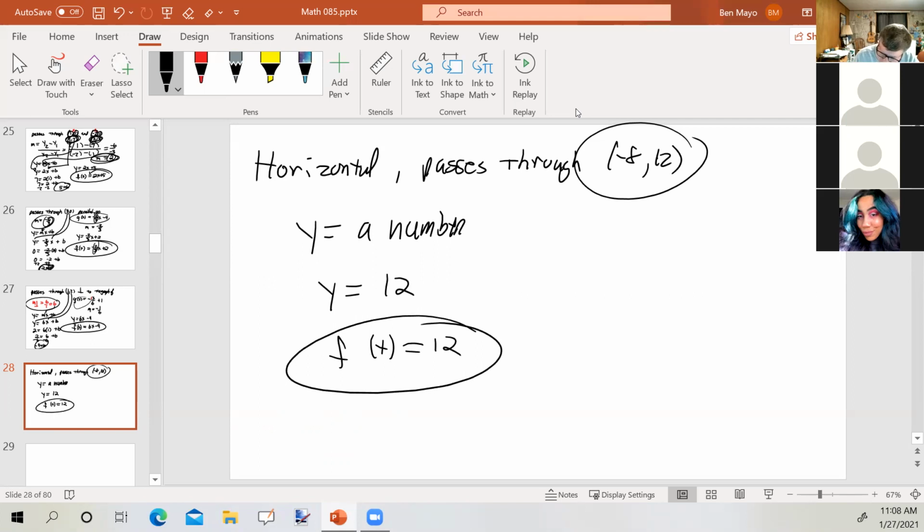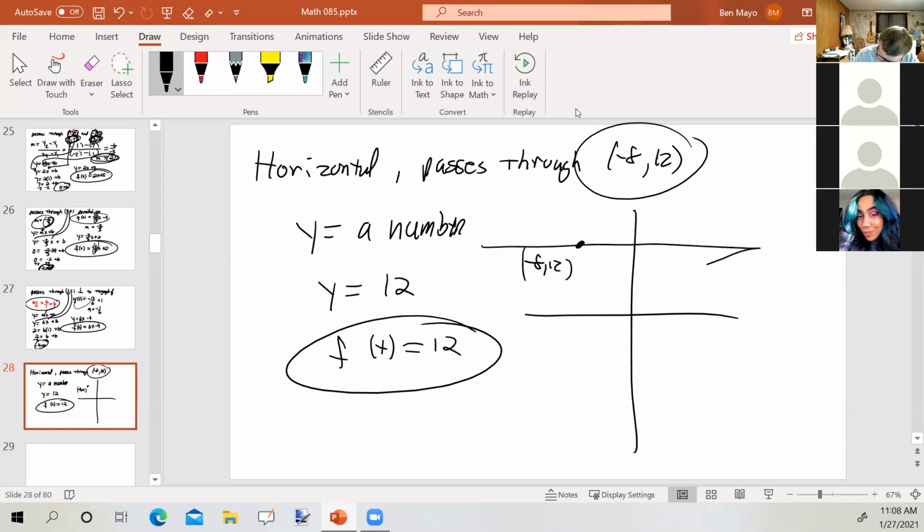Now, let's do this graphically. So the point negative 8, 12 would be over here somewhere, okay? We're just going to say that's negative 8, 12. Horizontal line would look like that. So it would be y equals 12. All the points on this line have a y value of 12, and ultimately as a function, f of x equals 12.